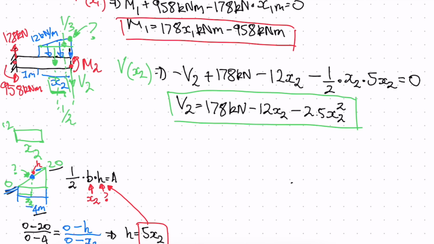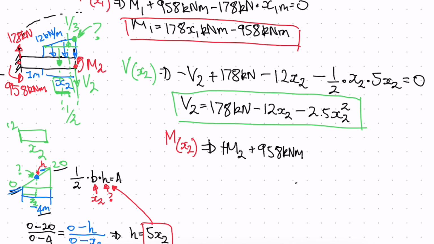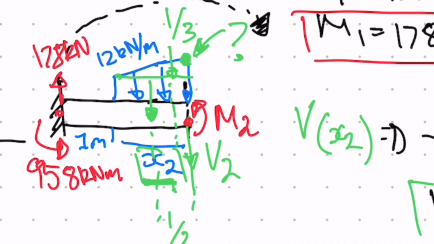And then we can find our moment. The moment is a function of X2. So we have a positive M2, we have a positive 958, we have our negative 178 acting in this direction, 178 kilonewton meters, and the distance is 1 plus X2 meters. And then we have our two forces. We know our forces: this is the force from the rectangle, and this is the force from the triangle. We just need to multiply by this distance for our triangle, and this distance for our rectangle.